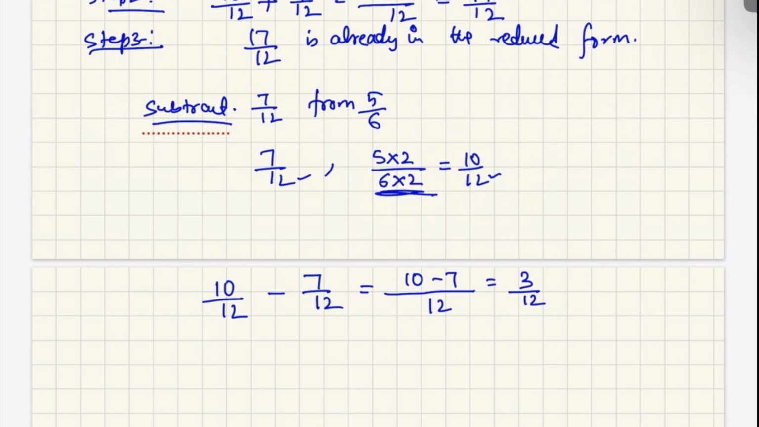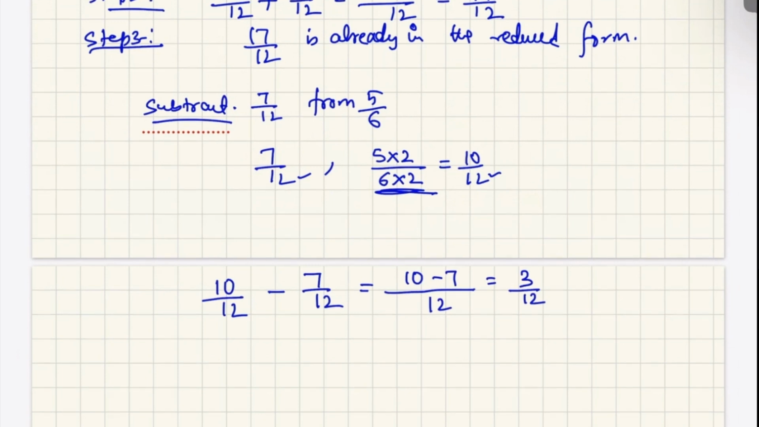So now lowest form means, can there be any division? Yes, we know. Try to divide 12 by 3. Is it divisible by 3? Yes. So now that means you can also write it like this. Divide 3 by 3 and 12 divided by 3. That means 1 by 4. If you divide 12 by 3, the answer is 4. So yes, hence it is divisible.